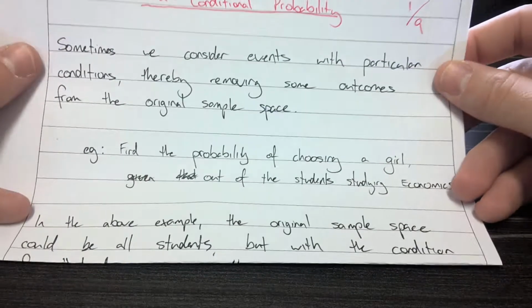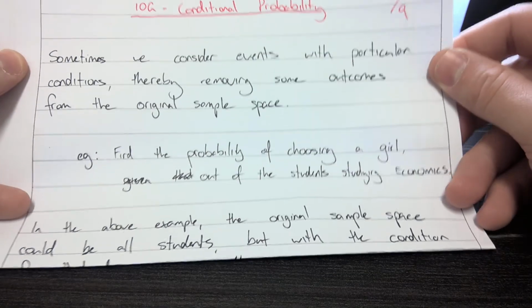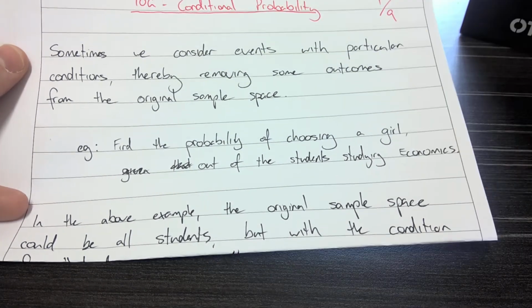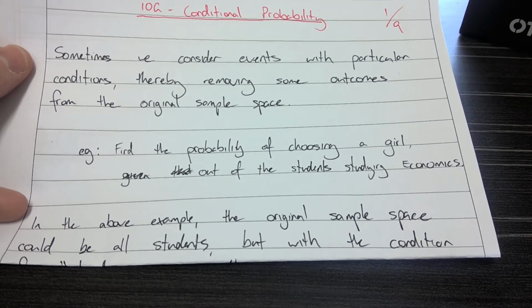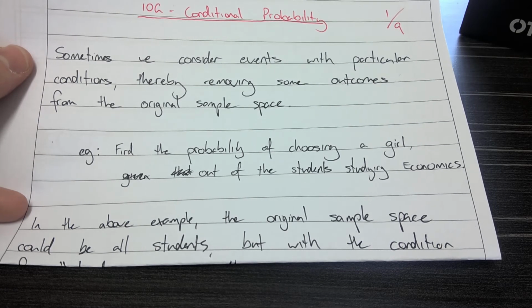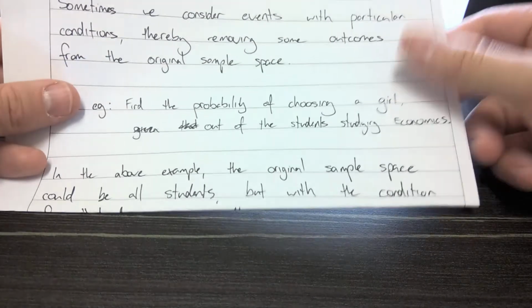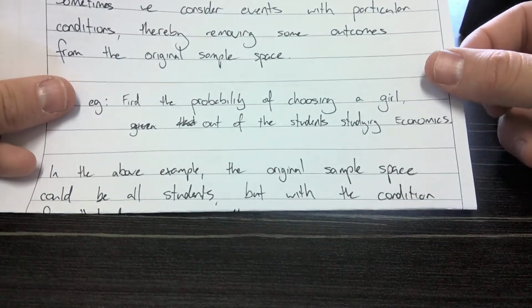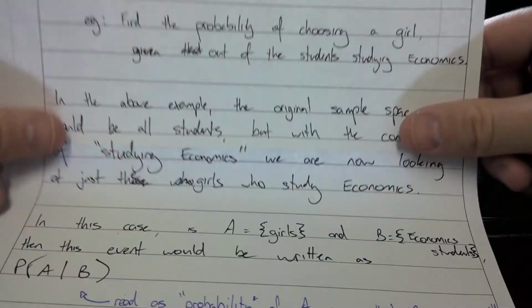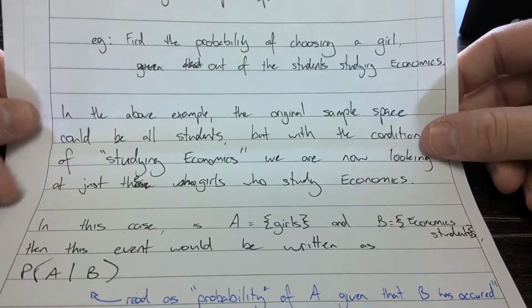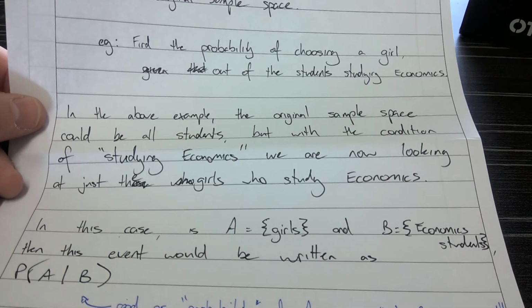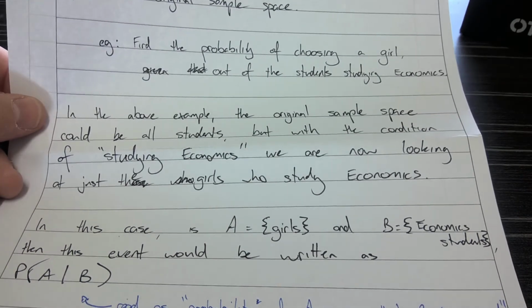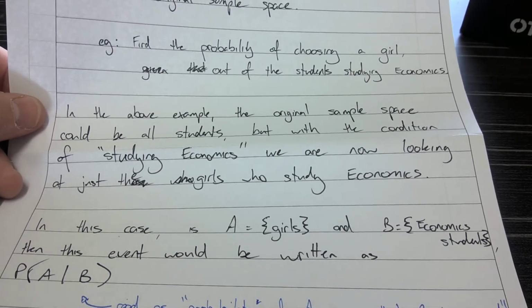Okay? So for an example here, find the probability of choosing a girl, say you have a group of students, out of the students that are studying economics. So given that that person is studying economics. In the above example, the original sample space could be all students. What we mean by that is, originally if I'm just finding the probability of choosing a girl from a group of students, say it's a year 11 class, that's 42 students.